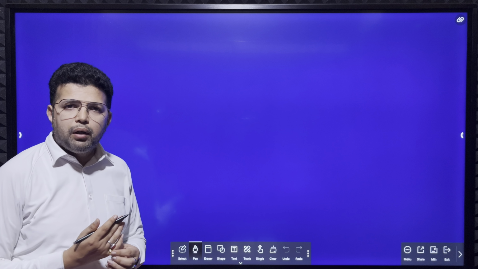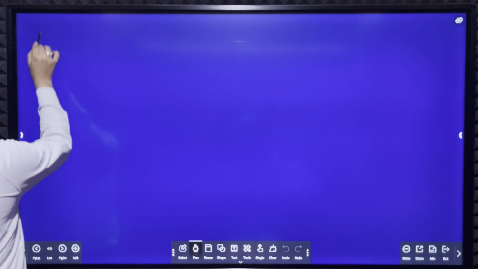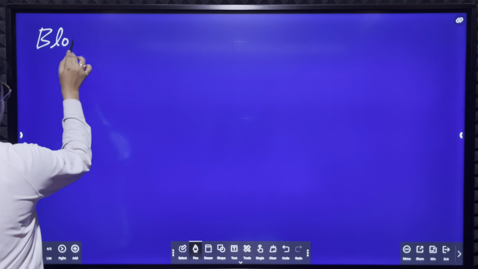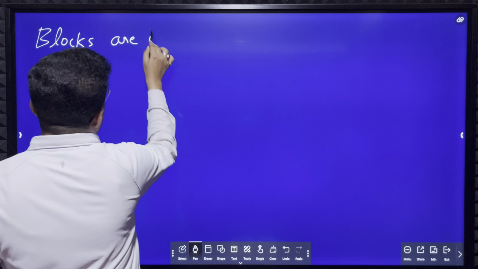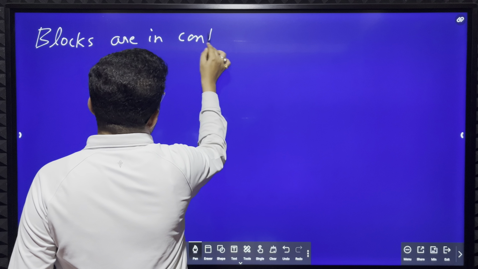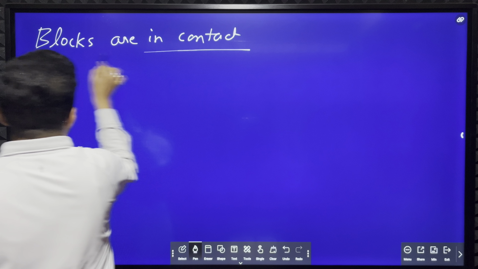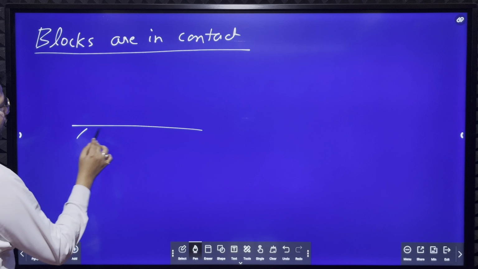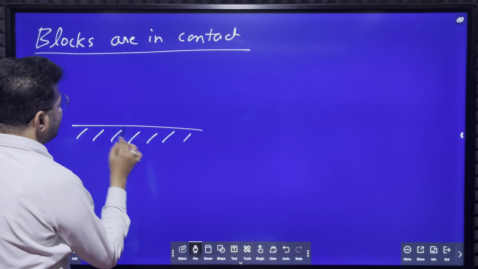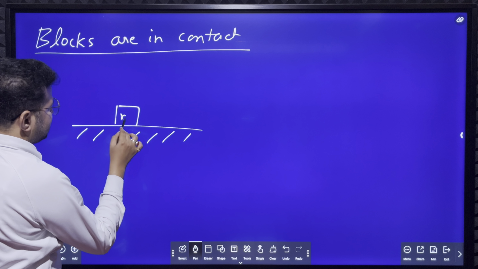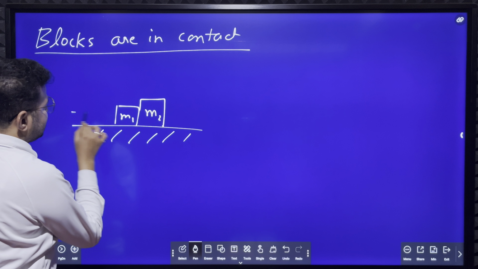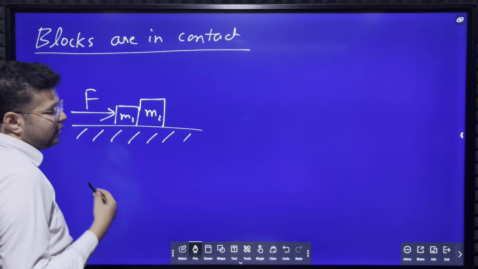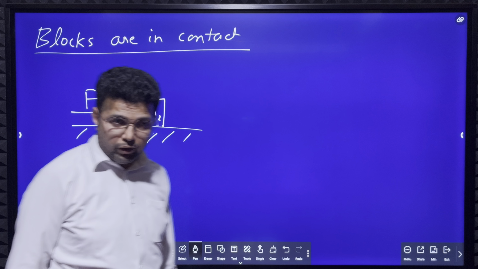Now we will discuss how to calculate acceleration and reaction force when blocks are in contact. So what is this? We will see. Say there is a smooth surface, and here there are two masses. Say this mass is m1, and there is one more mass here. This is m2. Say some force F is being applied on the masses m1 and m2.